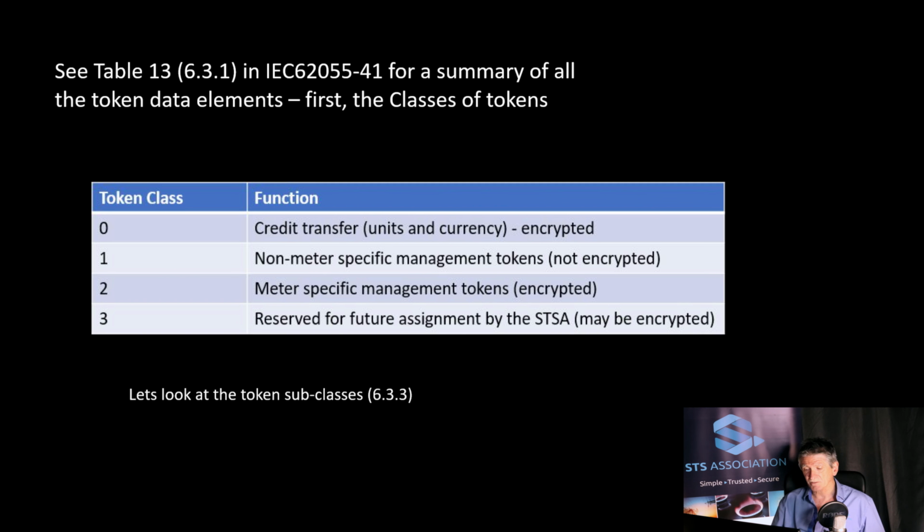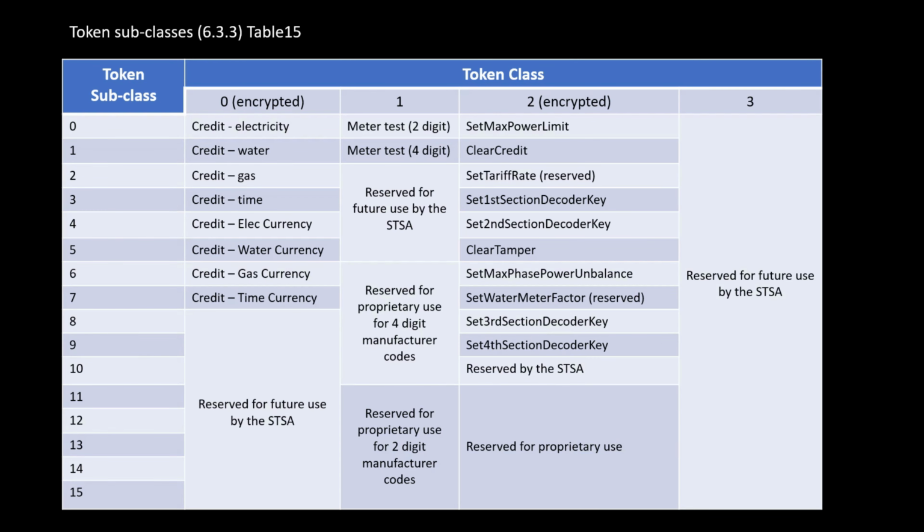Let's look at the token subclasses in 6.3.3, table 15. So subclass 0 is credit for electricity, and this is in token class 0, subclass 0. Token class 0 subclasses 1 to 7 are all credit tokens for electricity, water, gas, time, and all of the currencies, and token subclasses 8 to 15, that's down there at the bottom, are reserved for future use by the STS Association.